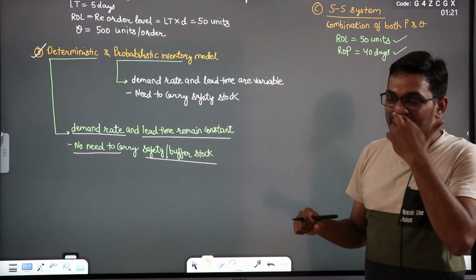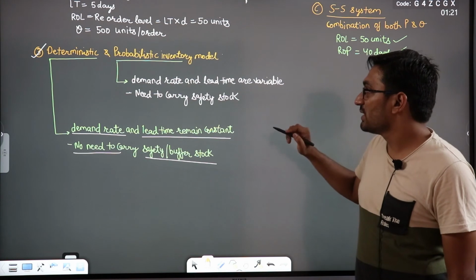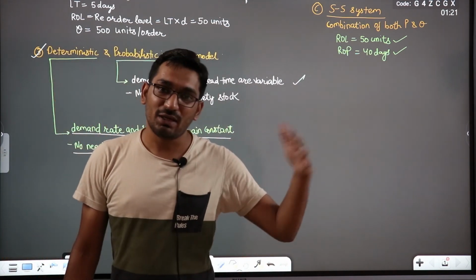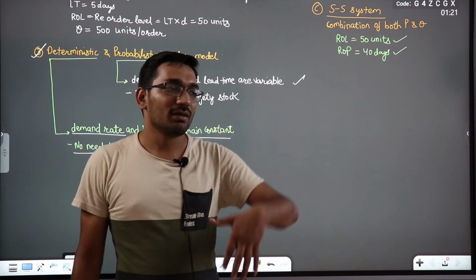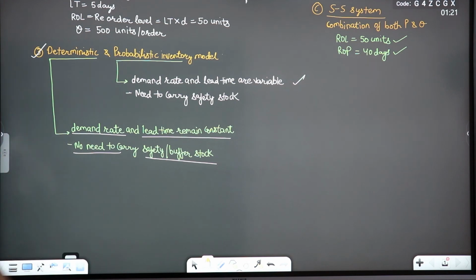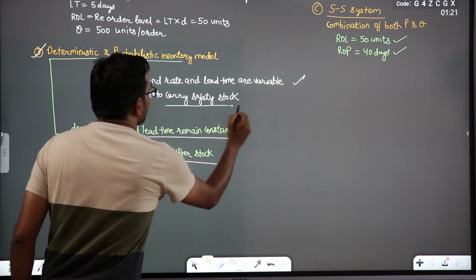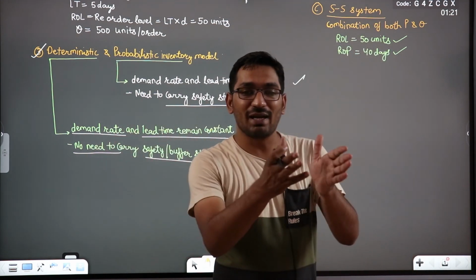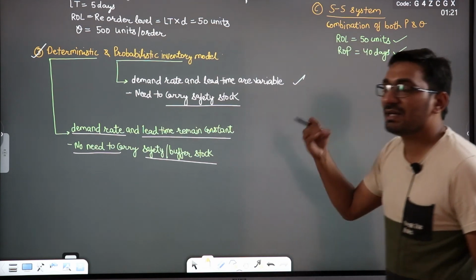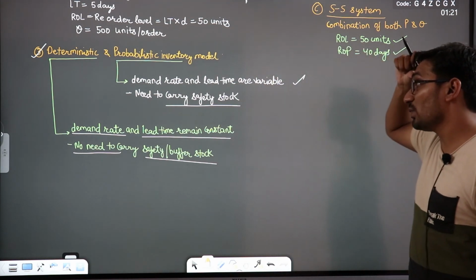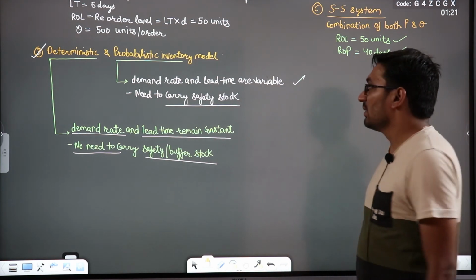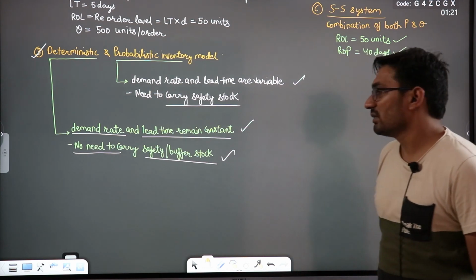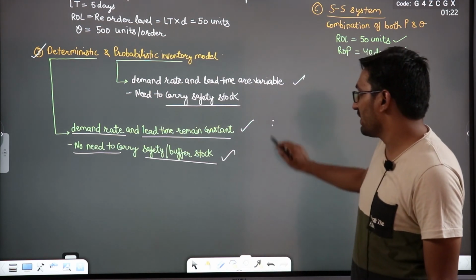But in actual real-time conditions, we have the probabilistic inventory model, in which demand rate and lead time are variable, right? Obviously demand rate and lead time are not constant. Demand rate fluctuates very frequently. Suppose today you have a demand of 10 units per day, but tomorrow you have 20 units. It may fluctuate, and lead time will also fluctuate. If these are fluctuating, then you have to carry safety stock or buffer stock, so that if instead of 5 days the lead time goes to 10 days, for those 5 extra days you can meet the demand. So in the probabilistic model we need to carry safety stock, because in this case demand rate and lead time are variable. But in the deterministic model, lead time and demand rate are constant, so there is no need for safety or buffer stock.